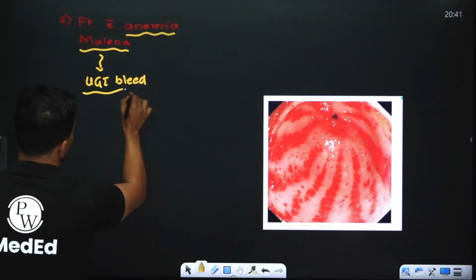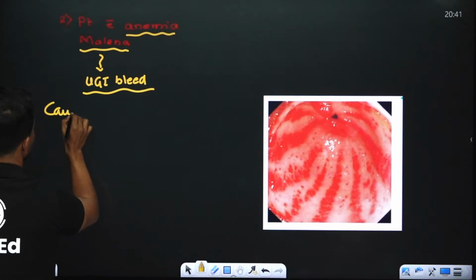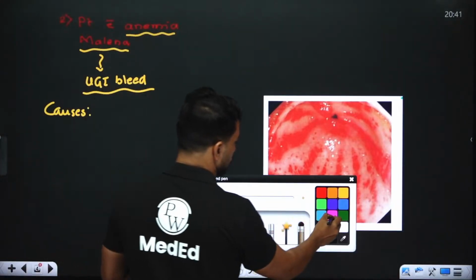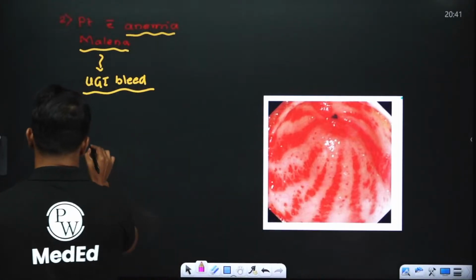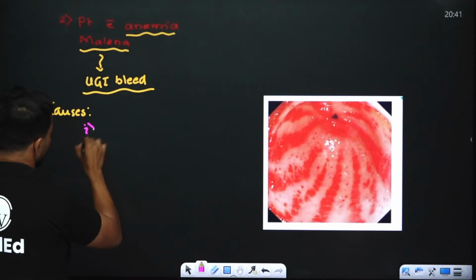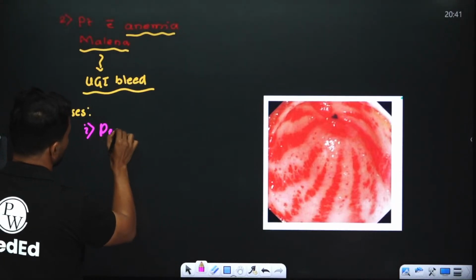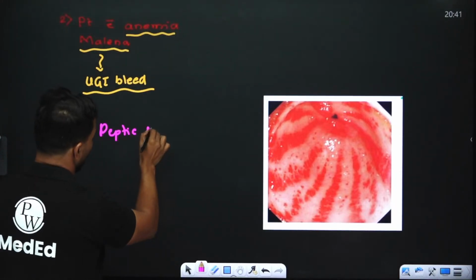Now, what are the causes of upper gastrointestinal tract bleed? Causes of upper gastrointestinal tract bleed. The first and foremost, very important, is of course the peptic ulcer, right? The peptic ulcer could be a gastric ulcer or a duodenal ulcer.